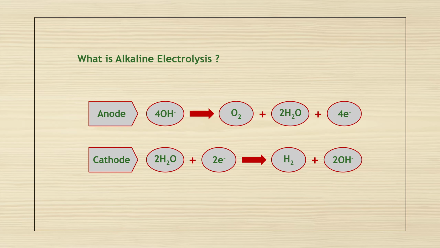In the catalyst layer on the cathode side, water reacts with electrons to produce hydroxide ions and hydrogen. Hydroxide ions are transferred from the cathode side to the anode side through the electrolyte layer. Then, in the catalyst layer on the anode side, the hydroxide ions split into oxygen, water, and electrons.